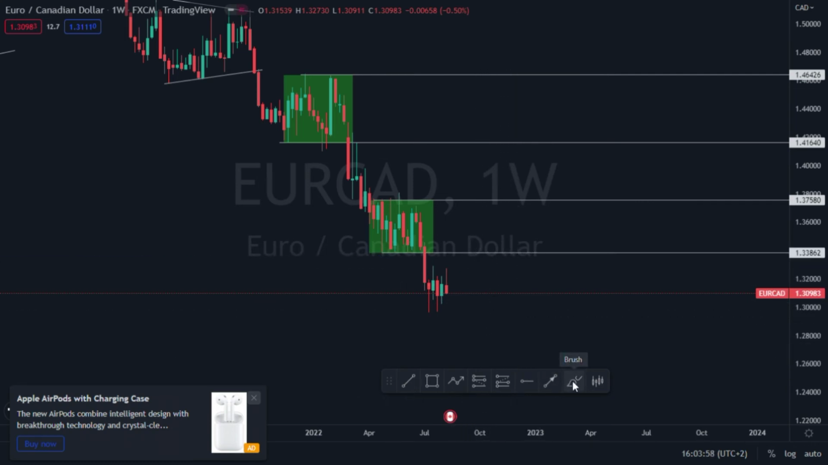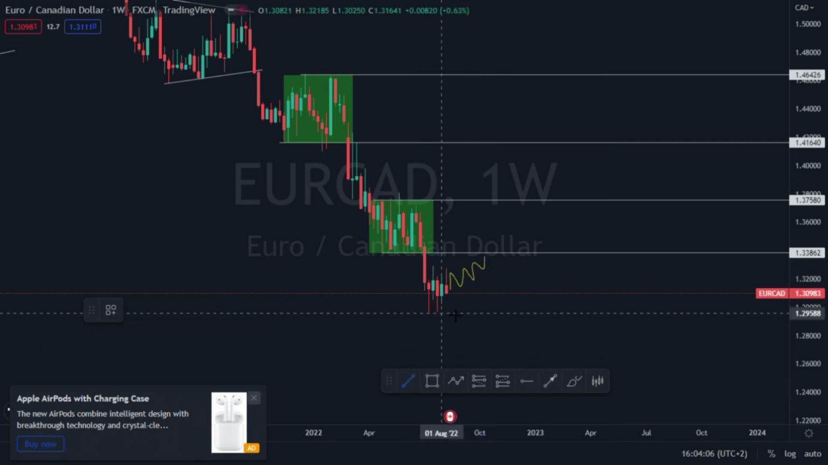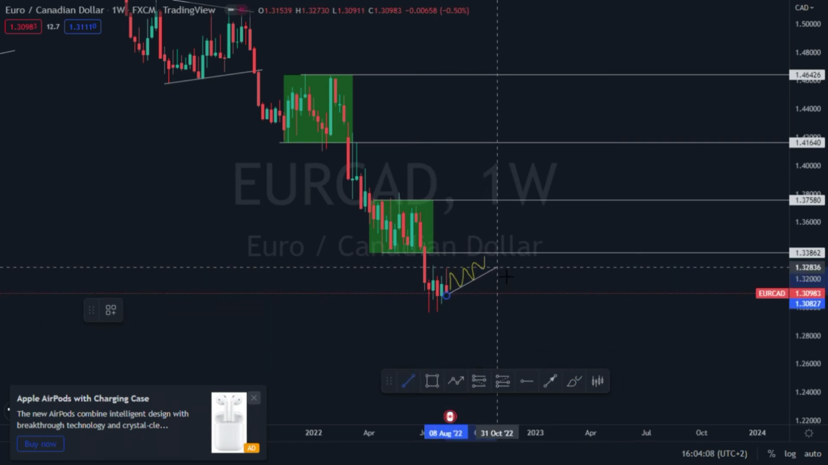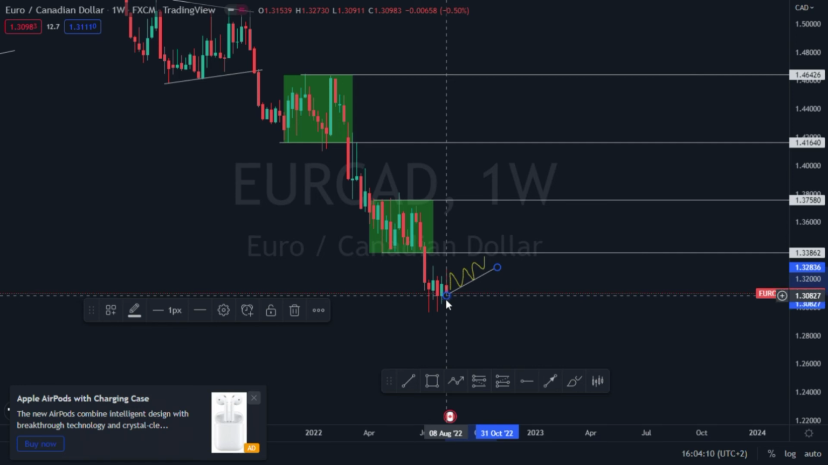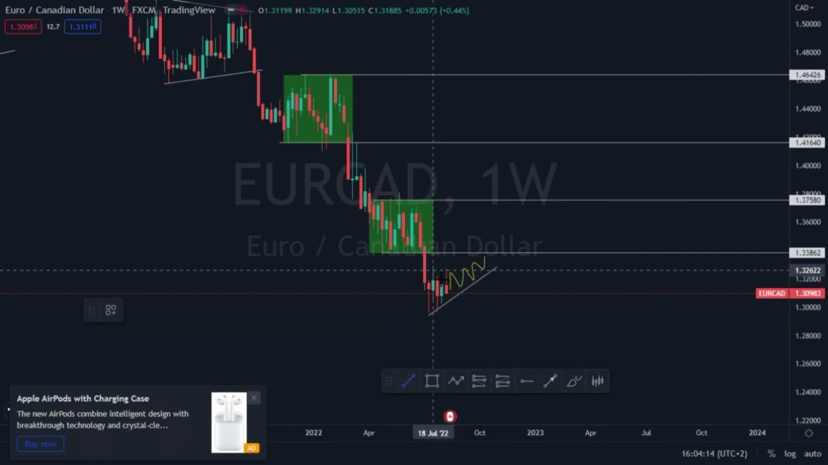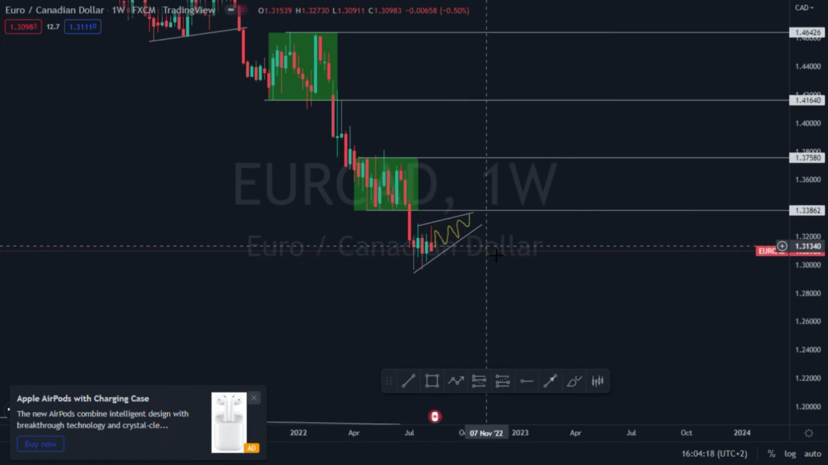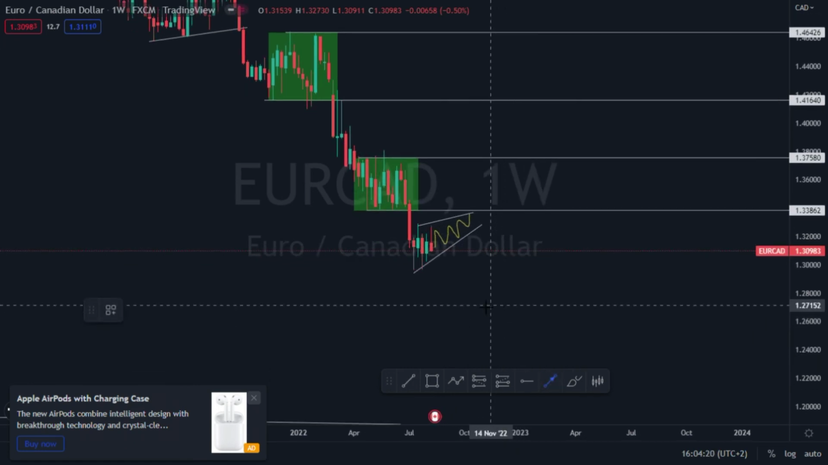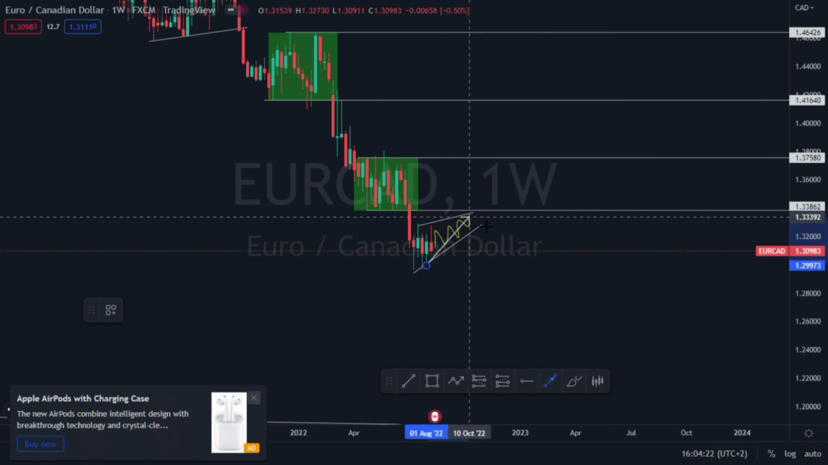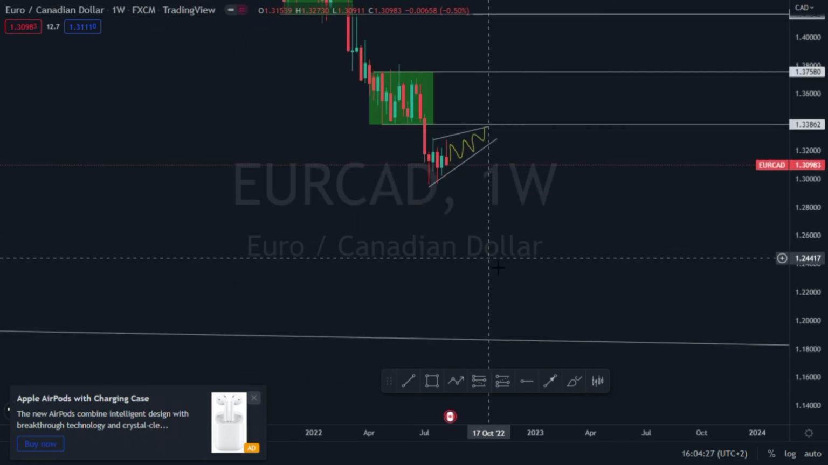If we move to this level in a corrective manner, and if we see a nice pattern on the lower time frame, I am going to take this trade. I'm going to take this trade all the way to the downside, because you can see, gents, where we are really going in this market. I will take this trade from this level going down all the way to that level right there.